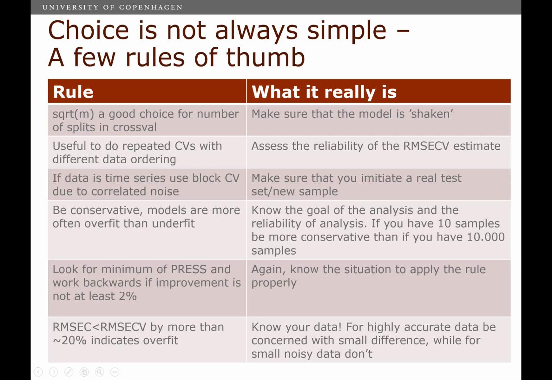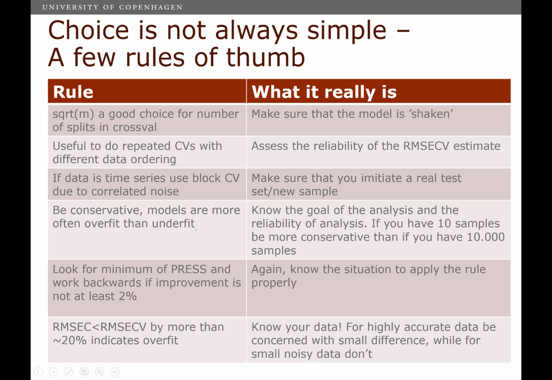Then another thing is that sometimes people advocate for doing different cross-validations with slight differences in the settings. Now, if you do the same cross-validation twice, you're going to get the same result. That's not going to tell you anything. But if you slightly change your cross-validation, then you can get an idea about the uncertainty of your RMSE-CV curve. If you have time data, it's typically good to block your cross-validation segments. So you take out time chunks.